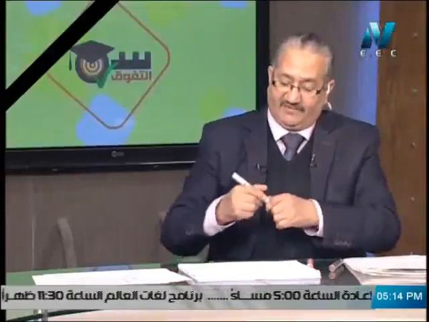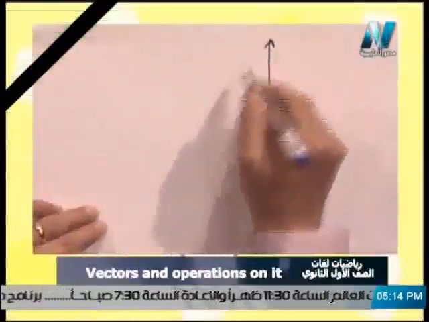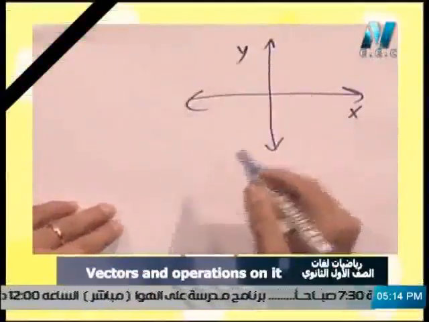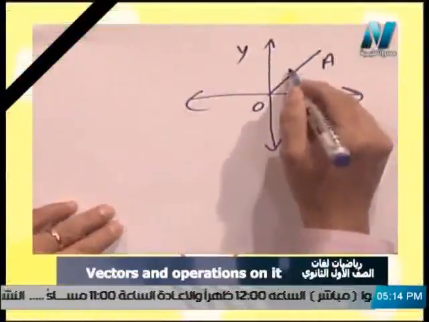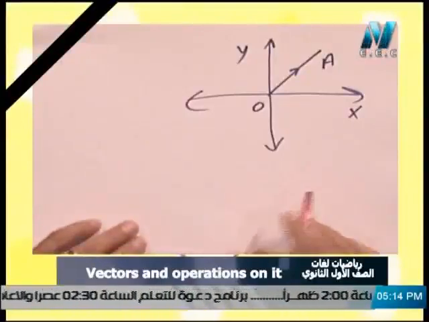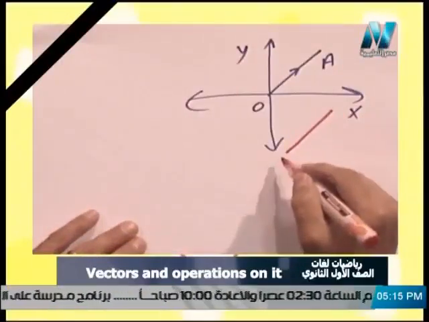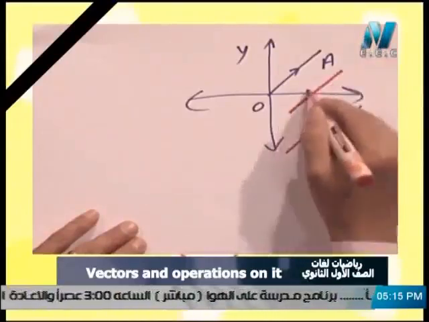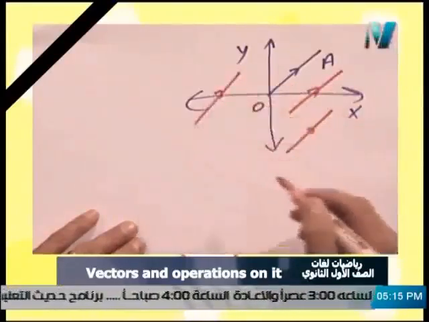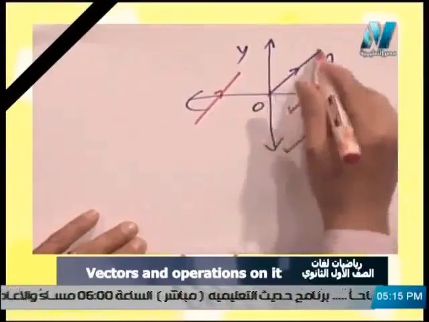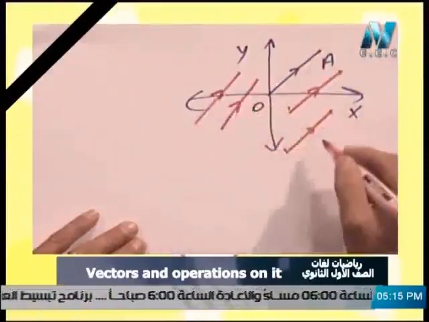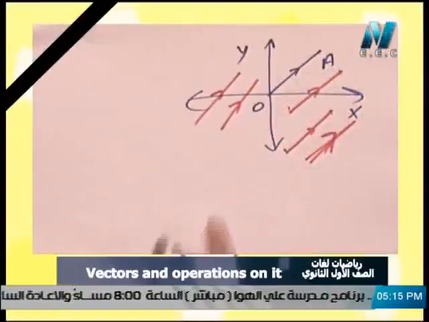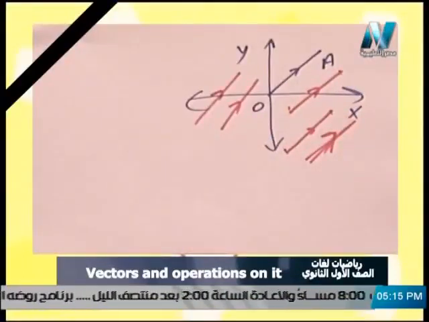So we can move to the definition by drawing here. Here we have XY coordinates, and we have a position vector here, say OA. And we can draw in this plane an infinite number of vectors, all of them equivalent to this vector OA, because they are equal in magnitude or length and have the same directions. Many vectors can represent the vector OA. So we have an infinite number of vectors that can represent the position vector OA.